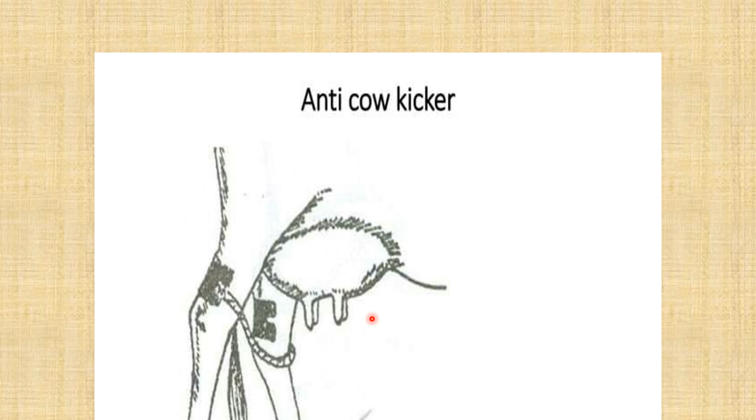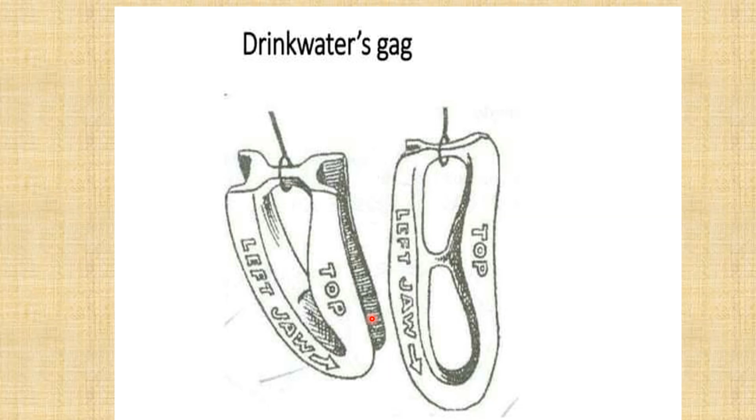It is estimated that a Gir cow kicks human beings at a very high rate of speed. So it is a very great speed, and one needs to be acquainted with putting such types of knots, and at the same time, the anti-cow kicker should be seen by a veterinarian.